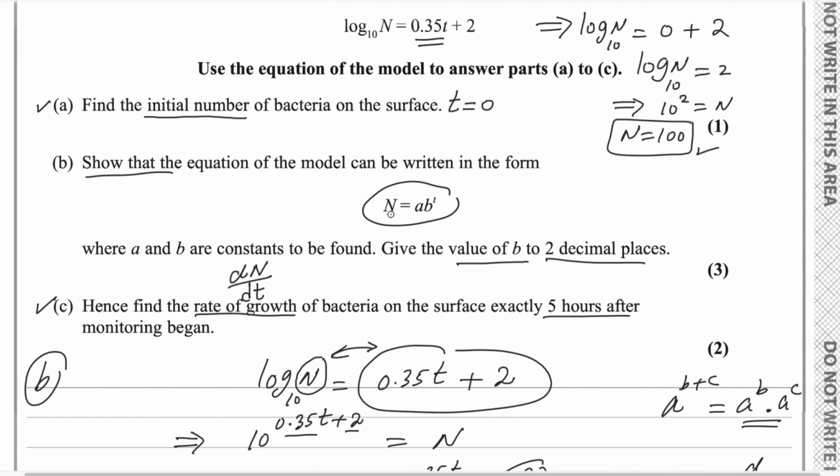So you differentiate this function with respect to t to find the rate of the growth. Rate of growth is represented by dN/dt, the number of bacteria increasing with respect to time. So we'll differentiate this exponential function.